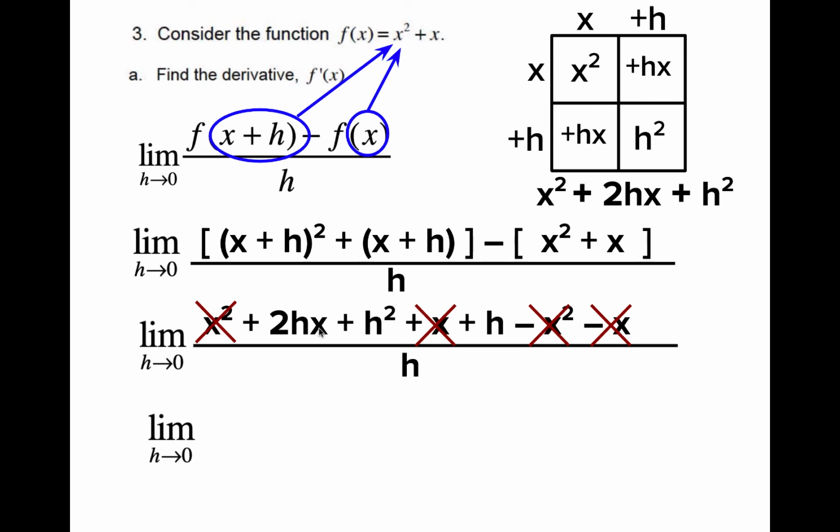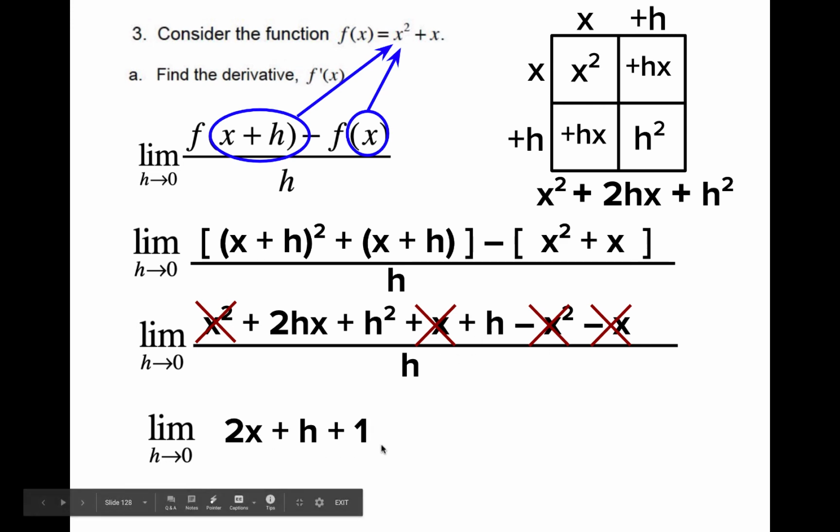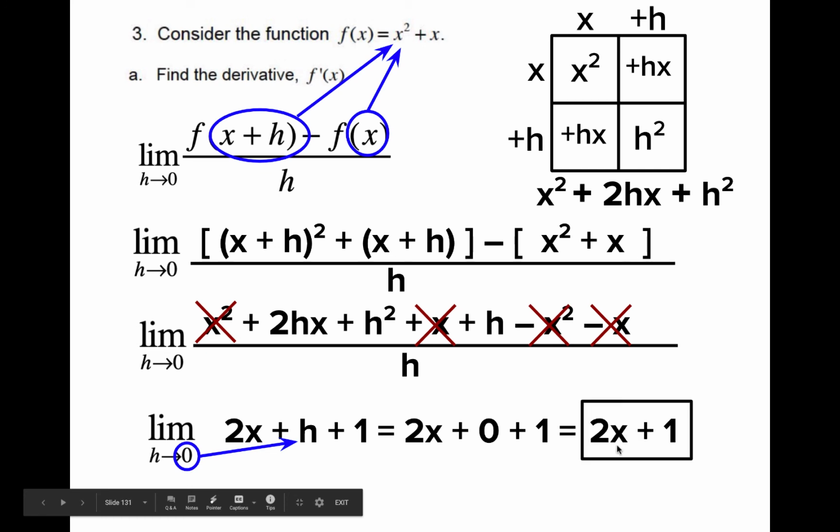So 2hx divided by h. The h's cancel. I'm left with 2x. Plus h squared divided by h is just h. Plus h divided by h is 1. Now that I have divided by h, I can plug in 0 for h. That'll leave me with a 2x plus 0 plus 1, which is just 2x plus 1.